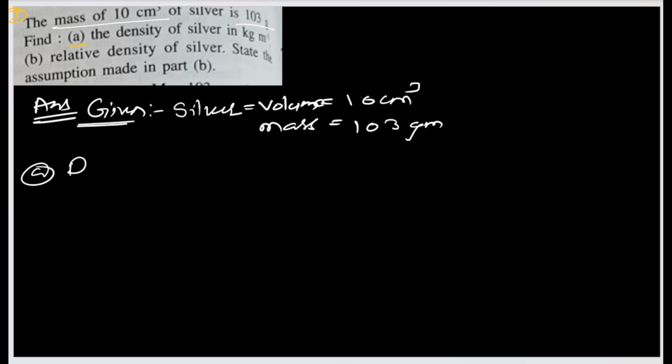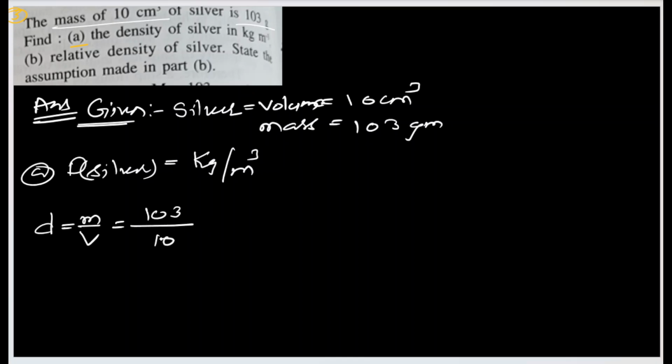So we need to find density of silver in kg per meter cube. So D is equal to M by V. Here we need to put the value of M, 103, divided by 10. So what answer will you get here? 10.3 gram per centimeter cube.